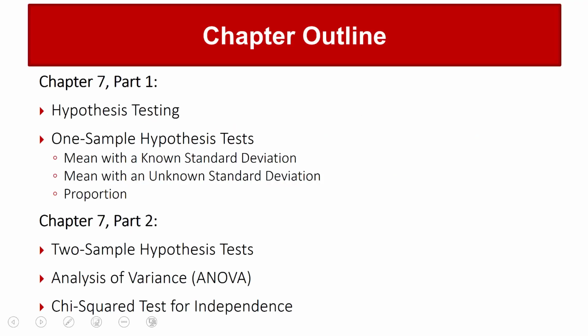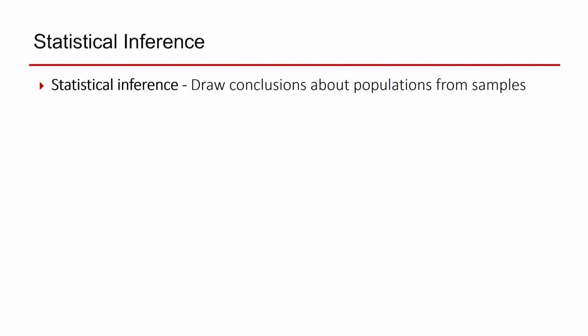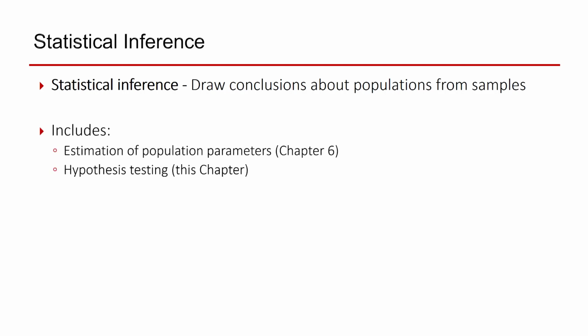So in this lecture, we're going to call it part 1 of chapter 7. We're going to cover hypothesis testing, and we're going to do a one-sample hypothesis test for means with a known standard deviation or an unknown standard deviation, and a proportion. And in the next set of lecture slides for chapter 7, will be 2 sample hypothesis tests, analysis of variance, otherwise known as ANOVA, and a chi-squared test for independence.